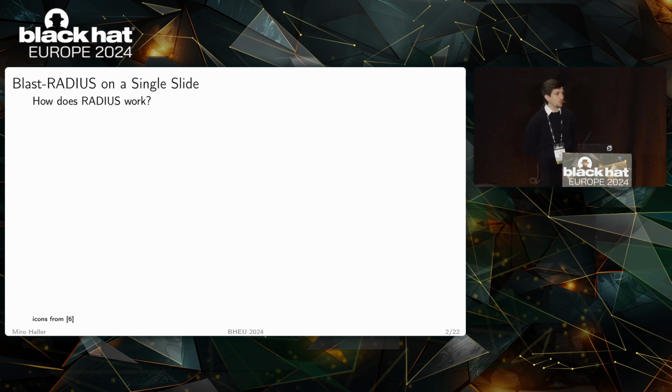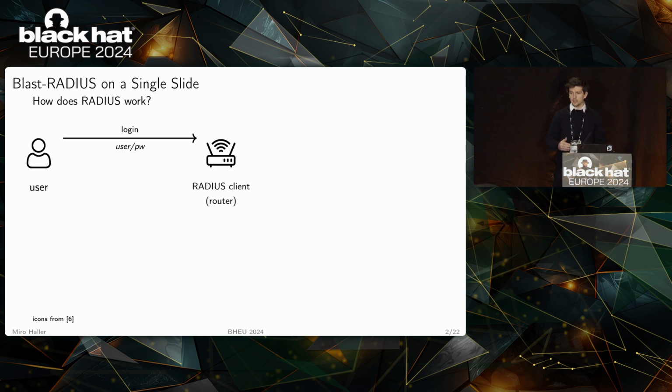Let's start with what is RADIUS. Let's consider a user that wants to authenticate to a router. For doing that, the user sends their username and password to the router. But in most enterprise networks, the router itself doesn't actually store the user credentials to check whether that user is allowed to have access or not. Instead, you have one centralized authentication database, and all the other devices contact that database and ask whether the user should be granted access or not. And that's exactly what RADIUS is used for.